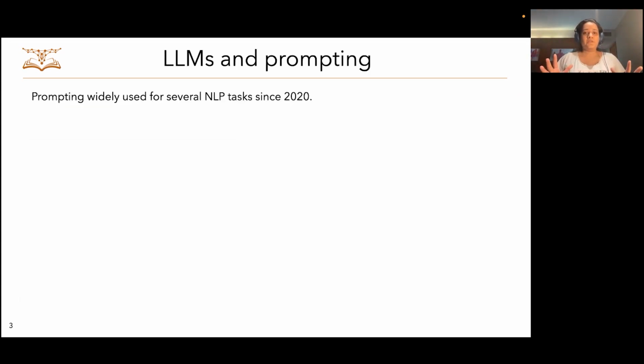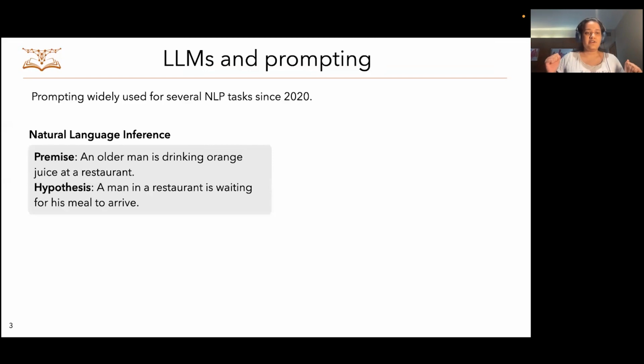And if we step back a little, people have been playing around with prompting and large language models for a couple of years now, starting from the first GPT-3 paper that was released in 2020. And the way we've been evaluating how good these models are is by testing them on specific NLP tasks that we want to solve. So for instance, if our task was natural language inference, which is basically given a premise, for instance, an older man is drinking orange juice at a restaurant, and a hypothesis, a man in a restaurant is waiting for his meal to arrive.